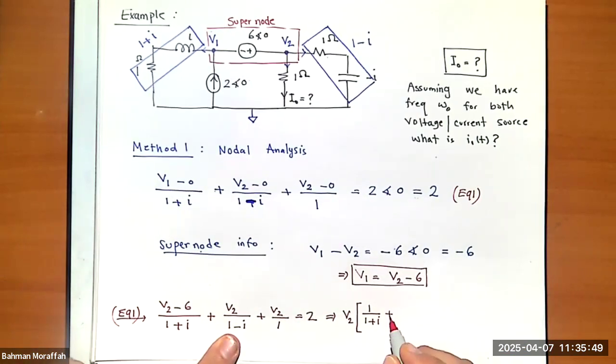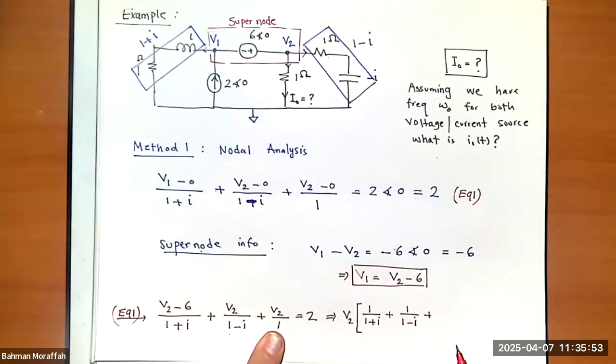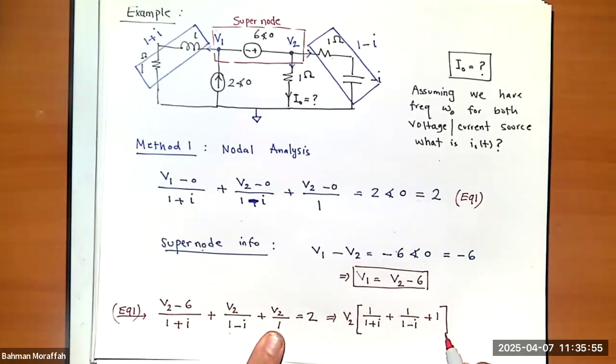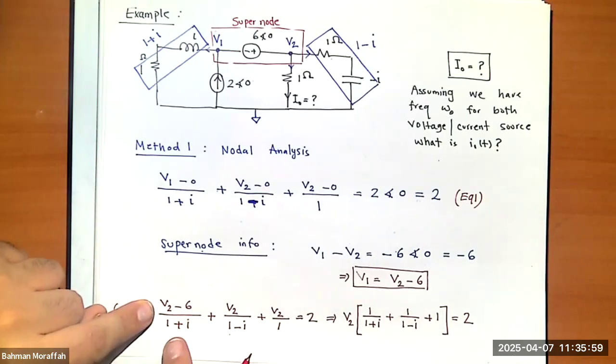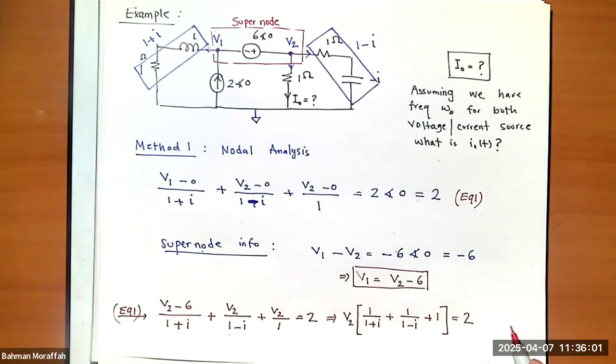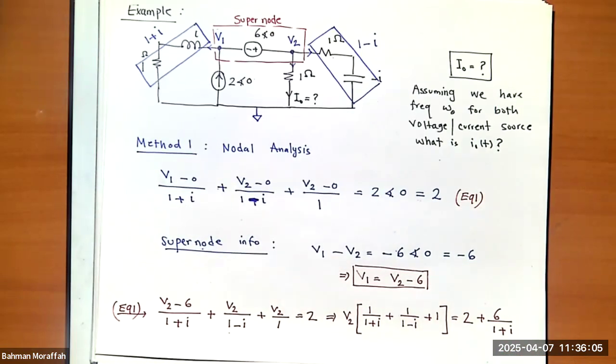From the second term, I have 1 over 1 minus i. From the third term, I have 1. That equals 2. And I have to take this minus 6 over 1 plus i to the other side. So it's plus 6 over 1 plus i. Right?